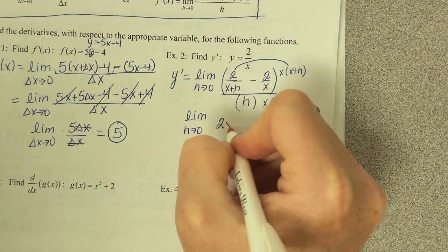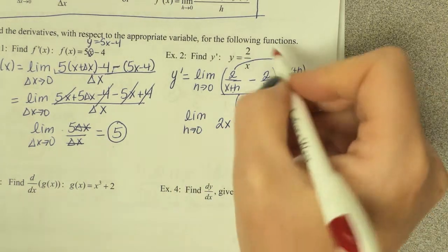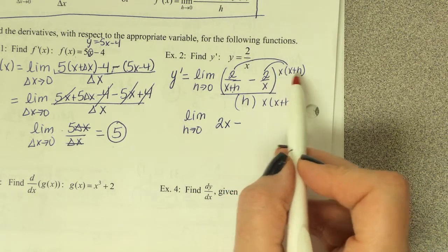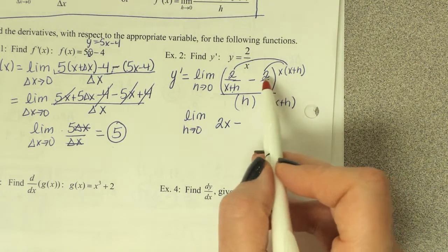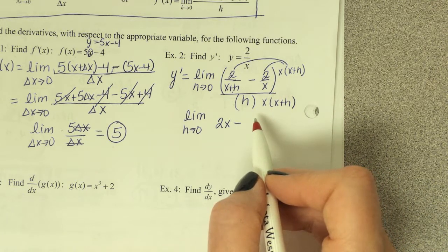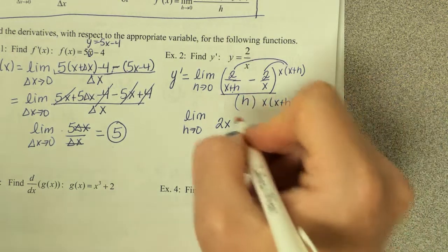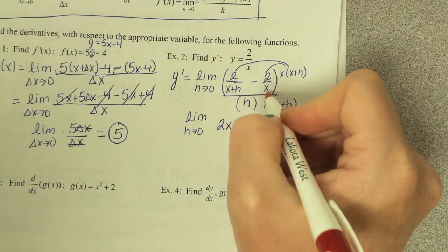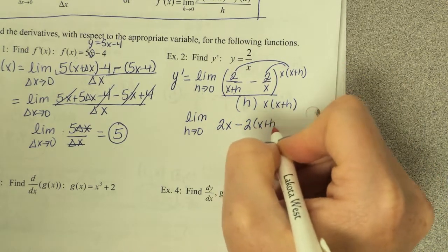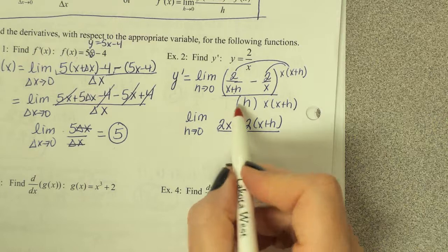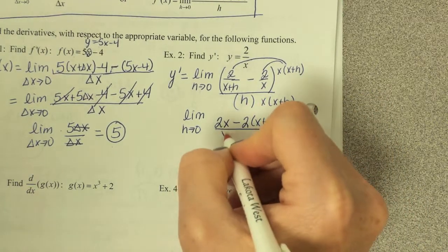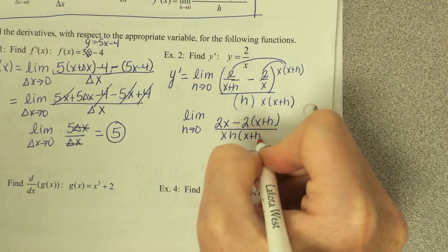So I'm just going to have 2x minus, now I have to multiply this one. What am I going to do if I have 2x, x plus h over x? What am I just going to end up with? Minus 2 times x plus h, right? So it's minus 2, because these would cancel on this term. So I'm just going to have minus 2 times x plus h. On the bottom, I'm never going to multiply out the bottom. I'm just going to leave it. It's xh times x plus h.